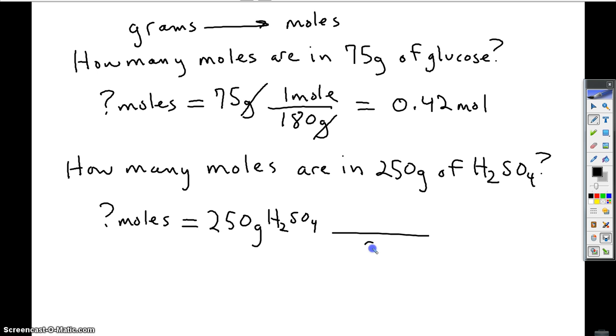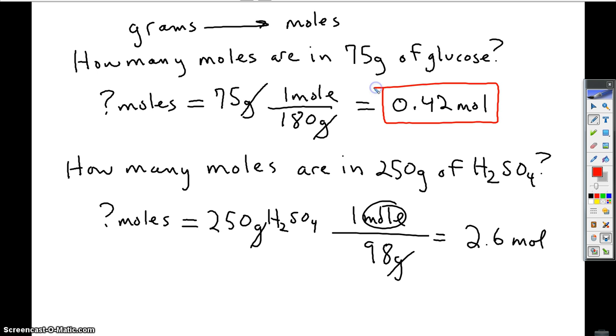If you can get the setup, you really can't go wrong because you know now that grams has to go on the denominator. In this case, it's 98 grams. That's what we calculate the molar mass of sulfuric acid is equal to 1 mole. The grams will cancel out. We're left with moles as our unit, and in this case, with two significant figures again, it comes out to be 2.6 moles. So again, our answers in this case, 0.42 and 2.6. Now, what happens if we go the opposite direction? What happens if they give us moles and we want to go to grams?